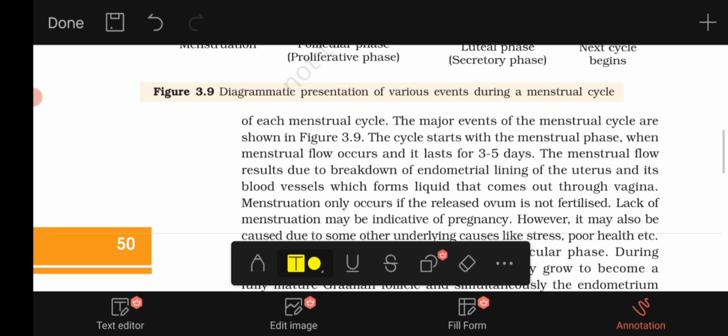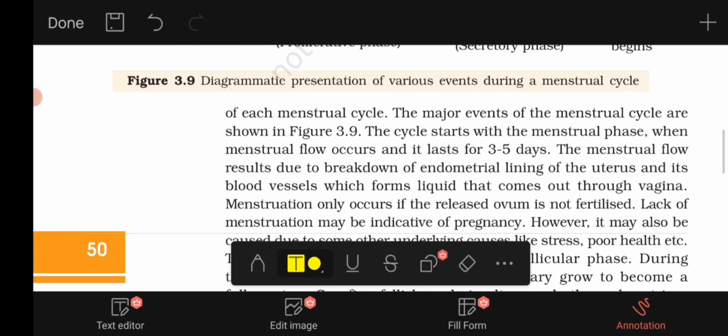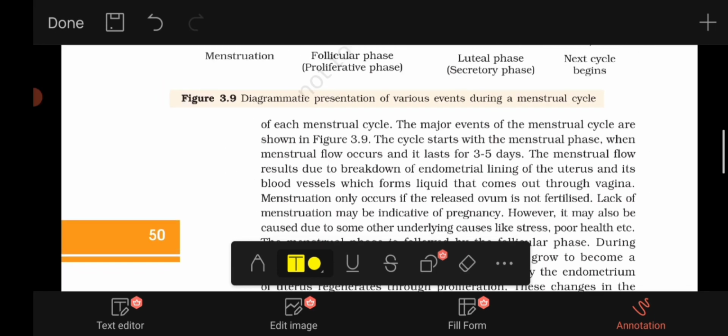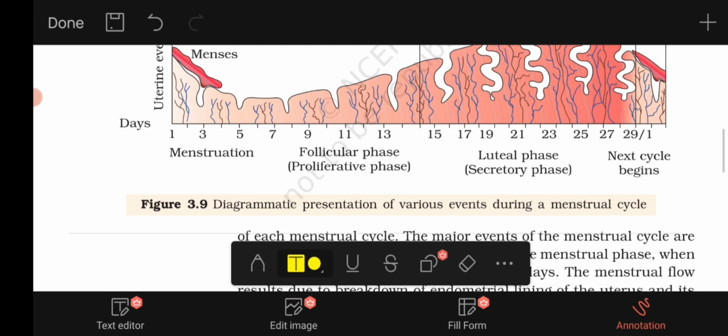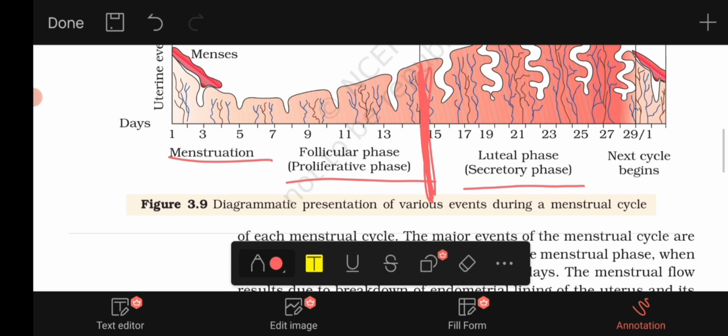The major events of the menstrual cycle are shown in figure 3.9, that is this phase. The events are shown. First is menstruation, then there is the follicular phase, also called the proliferative phase. Then there is the luteal or secretory phase. In between the follicular phase, that is proliferative, and the luteal or secretory phase lies the ovulation. Here lies the ovulation, approximately the middle of the cycle. And now the next cycle begins.